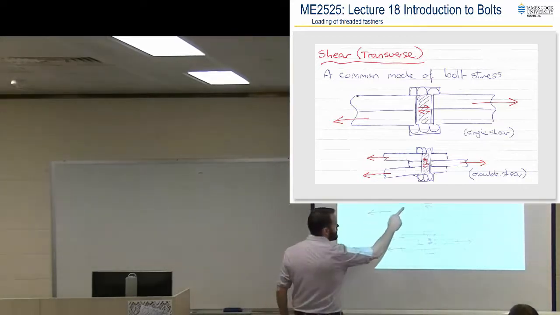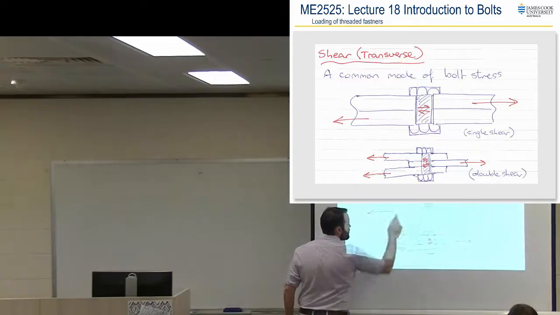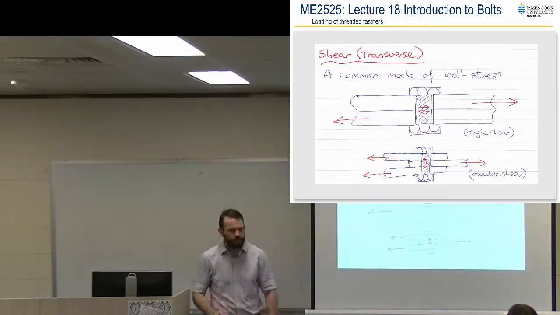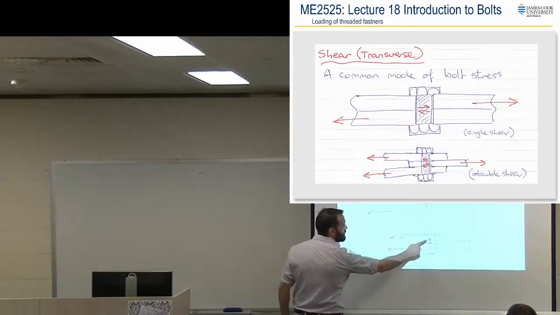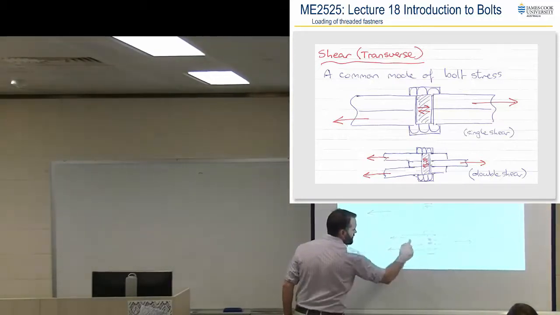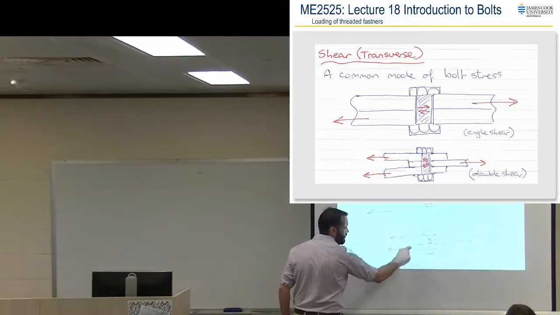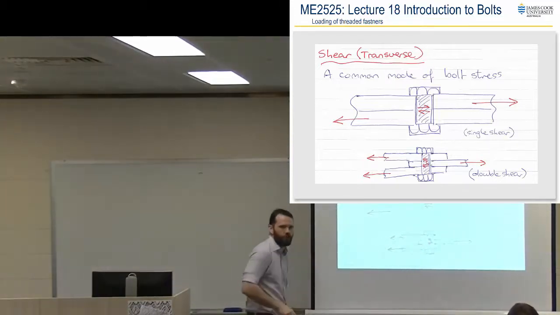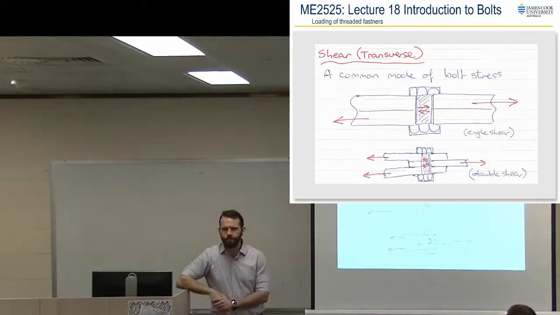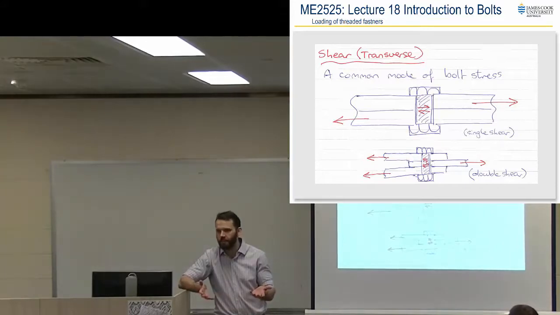Now, this is called single shear, obviously, because we have a single plane of shear. This is called double shear, because we have two planes of shear, which is facilitated by either having two plates here or some sort of a clever arrangement. Which one's better? Double. Always double. So for the same load, double shear means you've got double the equivalent load carrying area, so half the stress for the same problem.